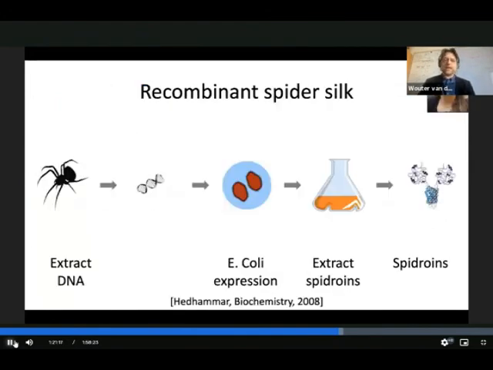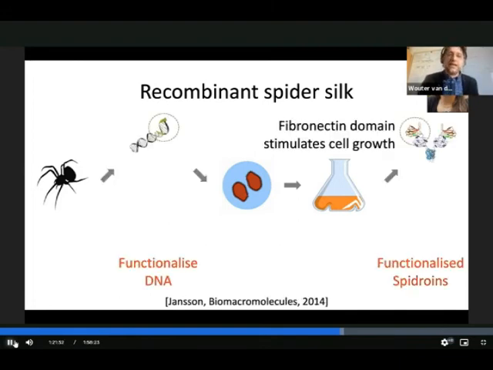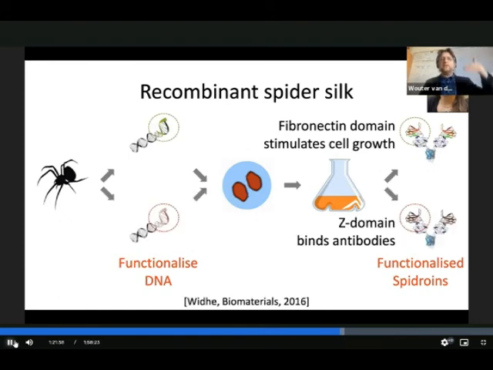So I have only 2 minutes, so I will talk fast. Basically, we use the silk, not from spiders, but we express it in E. coli bacteria and harvest it. This is done by the group of My Hedhammar. And then we get a vial of solution of silk protein. And from that solution, we start building our material.